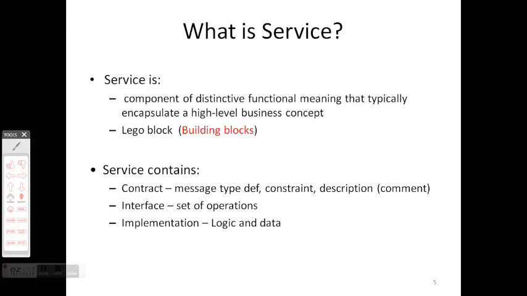This contract is a message that defines the type, the constraints, and the description of the service. It also provides an interface that sets the operations, basically telling the service user how to use these services and what kind of operations the service provides. And of course, it will have an underlying implementation that depends on the logic and the data that the organization provides for this service to exist.